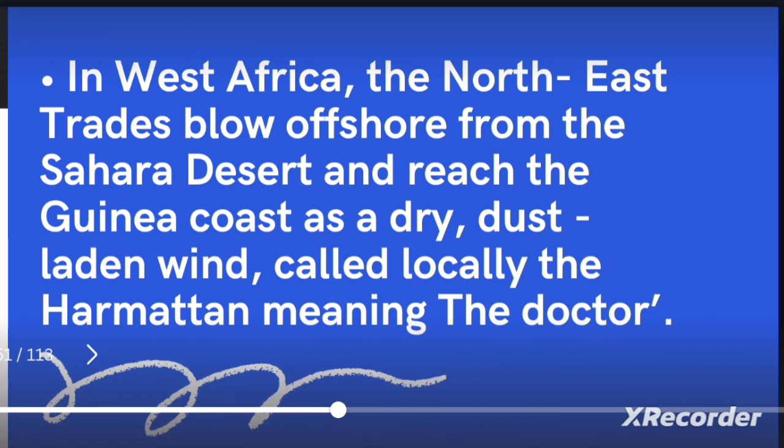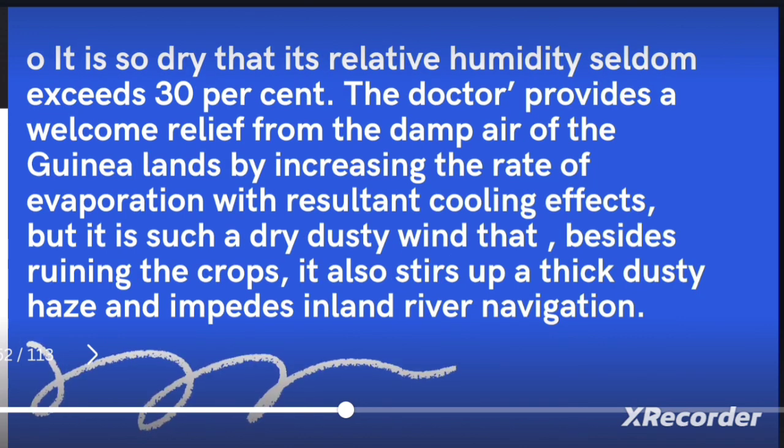In West Africa, northeast trades blow offshore from the Sahara desert and reach the Guinean coast as dry, dust-laden winds called locally the Harmattan, meaning the doctor. It is so dry.